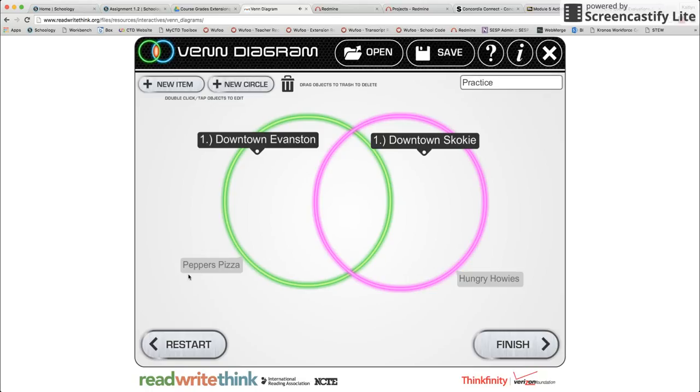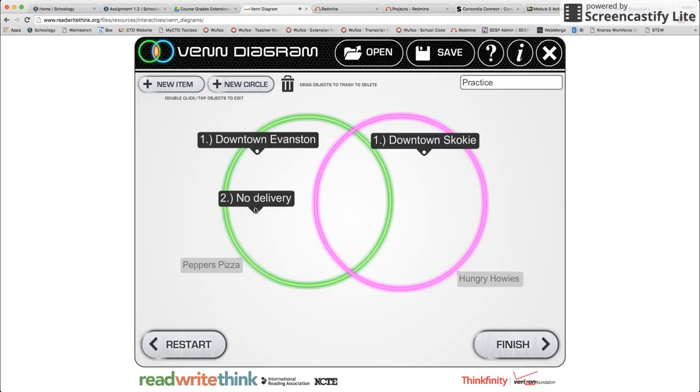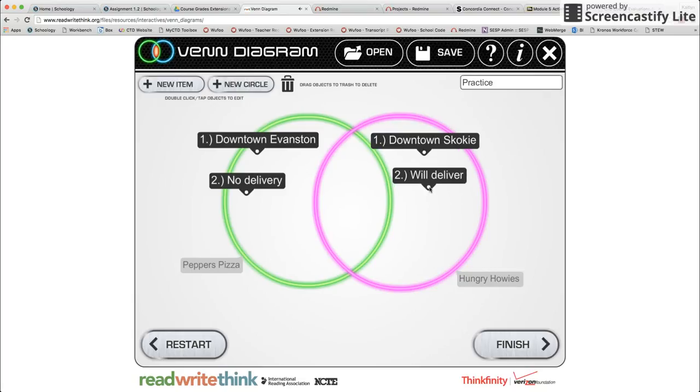Okay, so let's come up with another. So I could think of what are ways I compare location. I can think of delivery, if they'll deliver. So for 2, I find out that Pepper's Pizza does not deliver. No delivery. So when I'm comparing Hungry Howie's, what do I have to add? Something about, you've got it, delivery. So Hungry Howie's will deliver. So I add that.